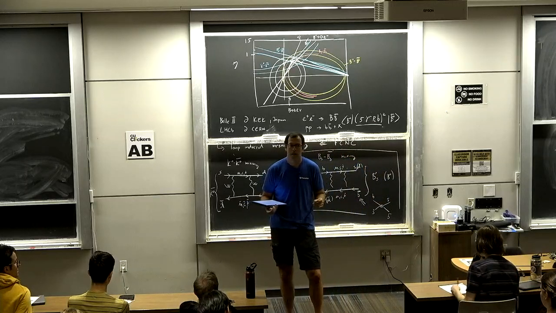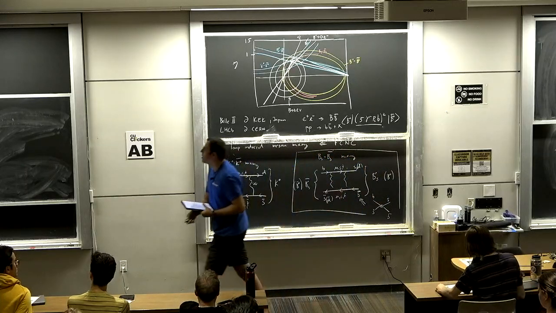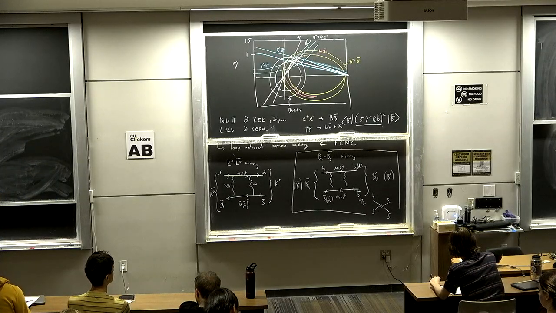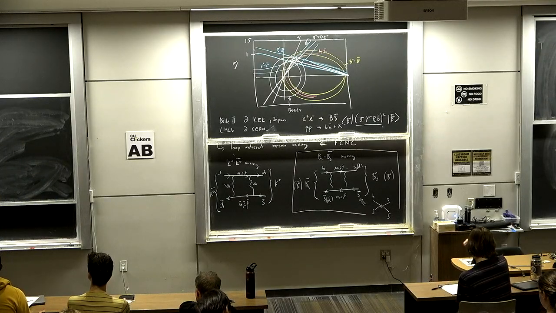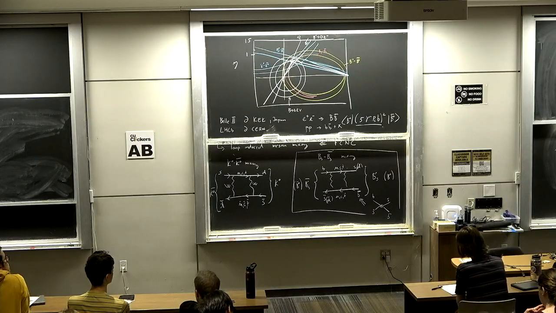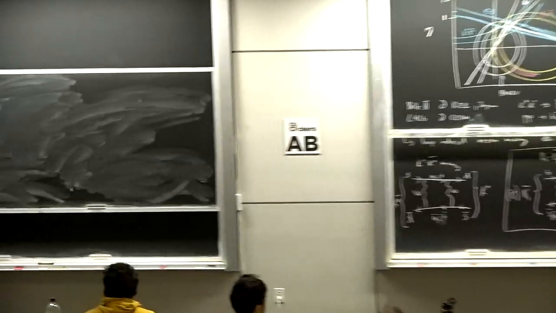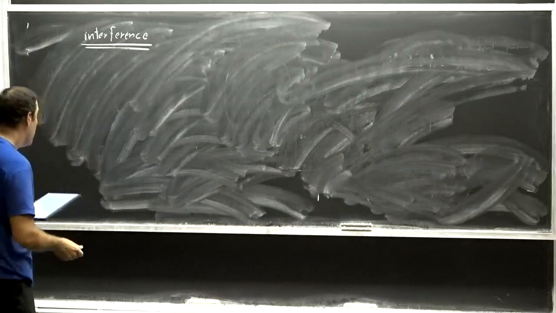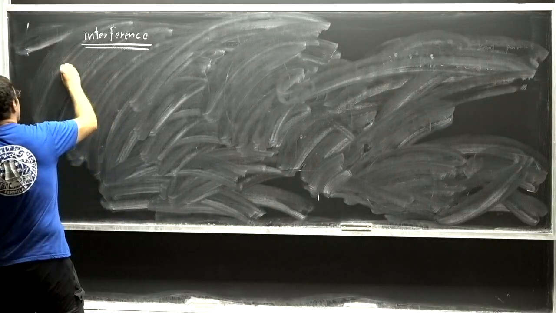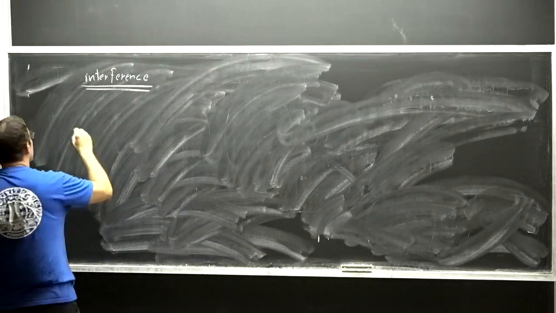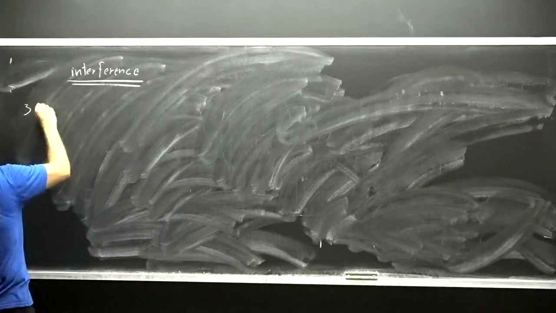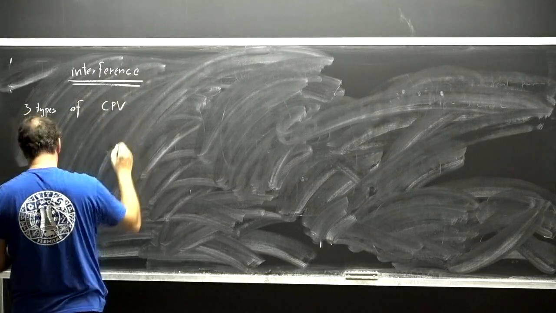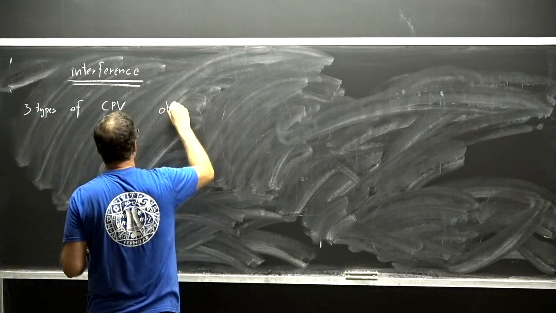Anything else? All right, so we're going after the phases. We need interference. So interference is the key. If you don't have interference, it's always the interference, what interferes with what. And there are basically three categories of CP violating observables. So three types of CPV observables that you will encounter.